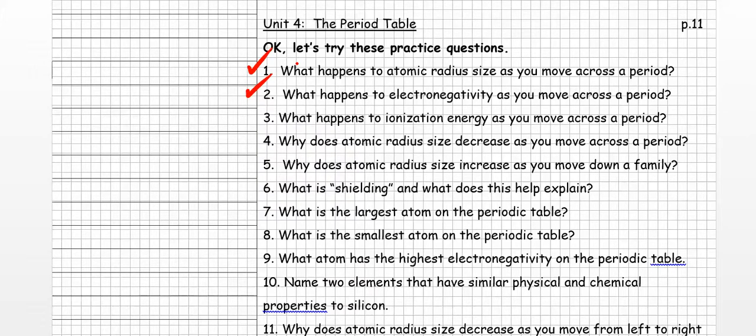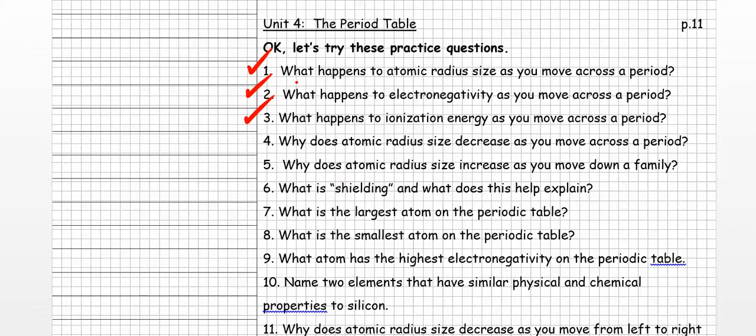What happens to the ionization energy as you move across the period? Well, ionization energy mirrors exactly electronegativity. It increases as well. In fact, while there's no electronegativity for the noble gases, there is a first ionization energy. It's rather high, but there is an ionization energy for the noble gases. So to answer the question, what happens to ionization energy as you move across a period? The answer is ionization energy is going to increase. So that takes care of number 3.